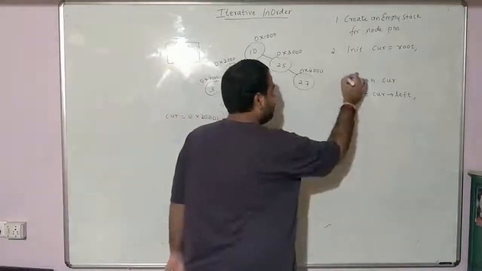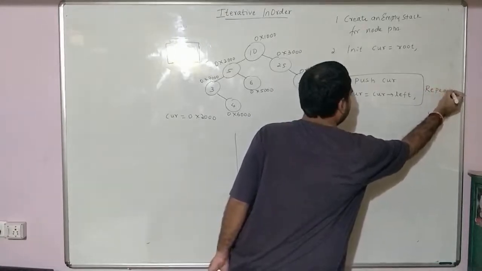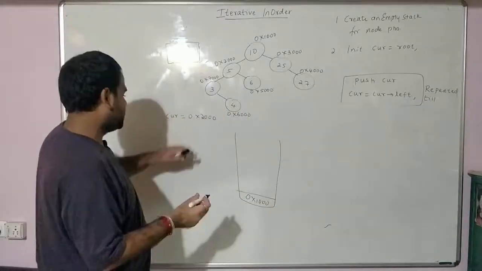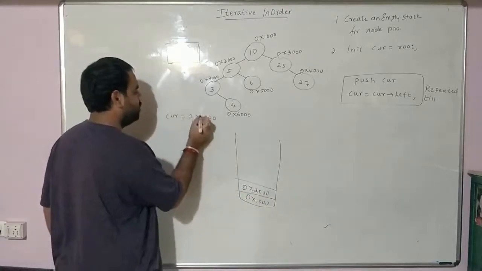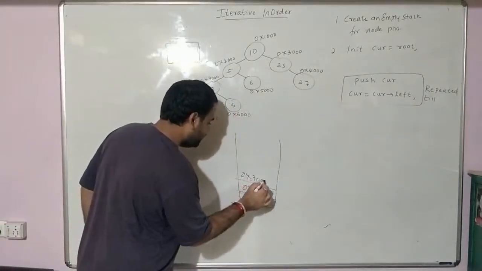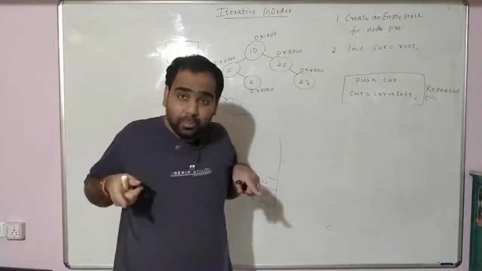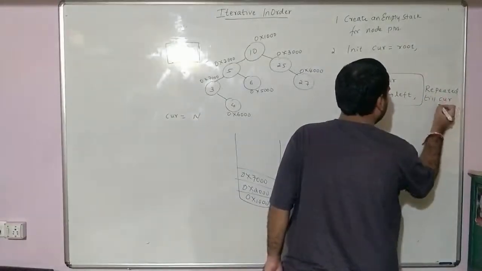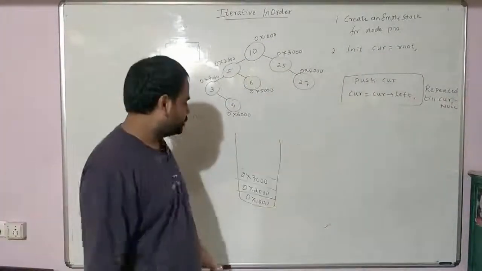Now again you need to push 2000 to the stack, right? That means these steps have to be repeated until we know the condition. Push current. Current is 2000. Set current equal to current arrow left. What is current arrow left now? It is 7000. Repeat it. Push 7000 to the stack and set current equal to current arrow left. Now what is current arrow left? It is null. Do you need to push null? No, you need to stop. Therefore, these steps are to be repeated while current is not equal to null. Once the value of current becomes null, you stop the procedure.